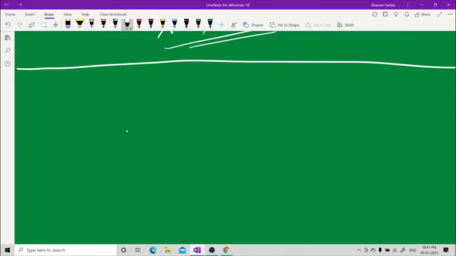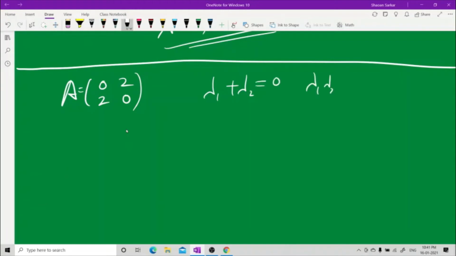Yes, now it's working. Now the thing is this. I had your A equal to this. I'm doing it with one example so that you can do the later examples. Now you see lambda 1 plus lambda 2 is 0 and lambda 1 times lambda 2 is minus 4. And my equation came out to be lambda square minus 4 equal to 0.